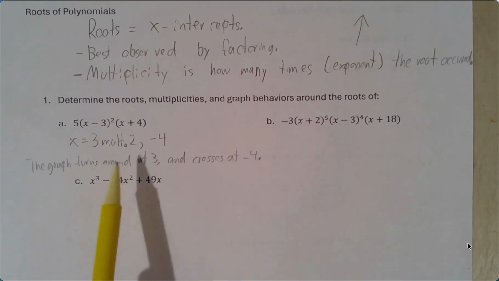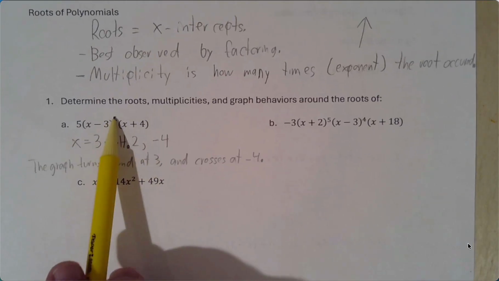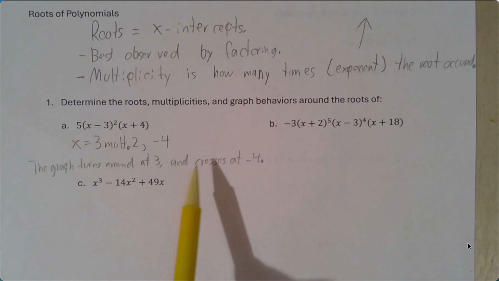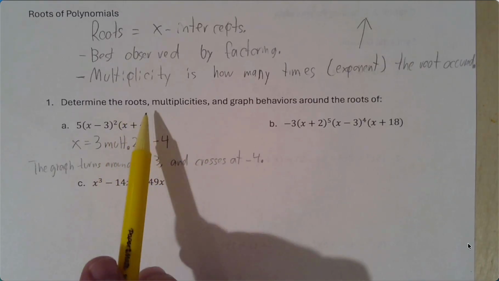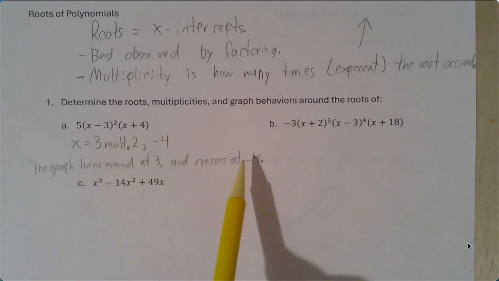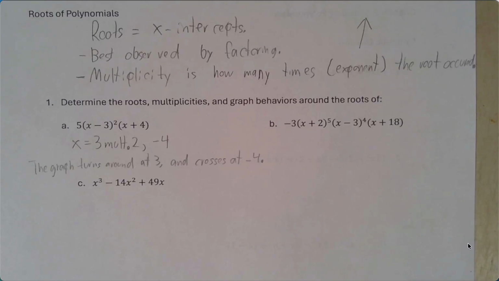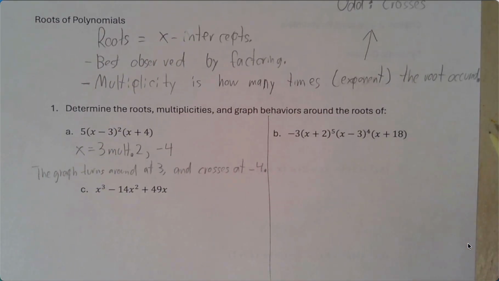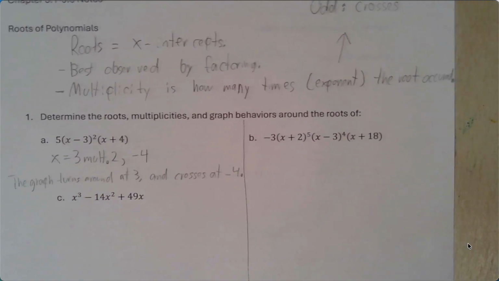Now that's the only time I'm going to write it out here in person, but that's what we're saying. Because this was an even multiplicity, because that exponent was 2, it's going to turn around at 3. And because it was an exponent of 1 at -4, then it will cross at -4. We'll see what that means on the graph, but that's all we are identifying for now. Let's look at the next one. This one should go by again pretty quick.